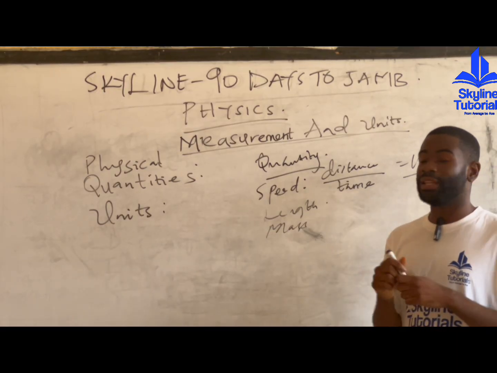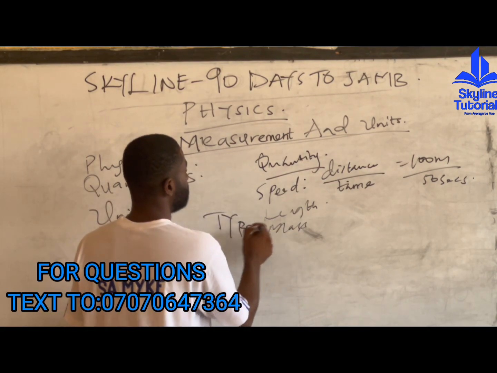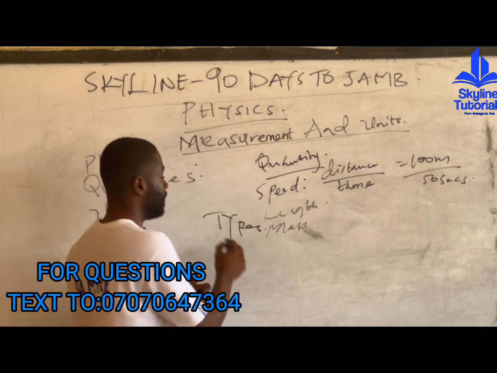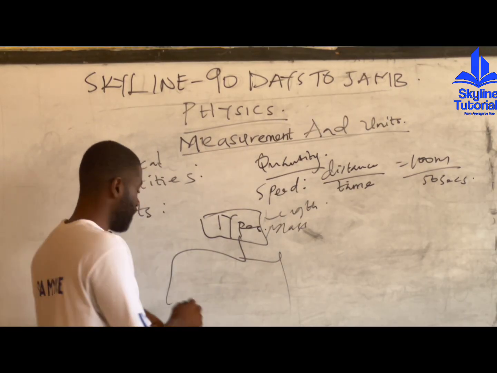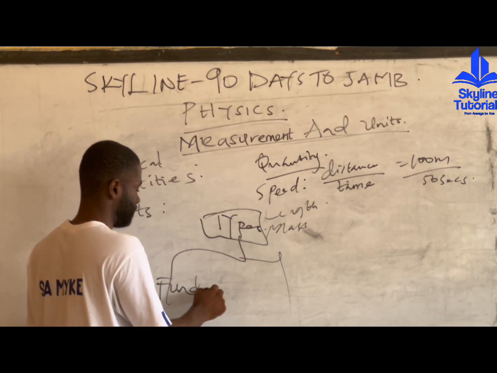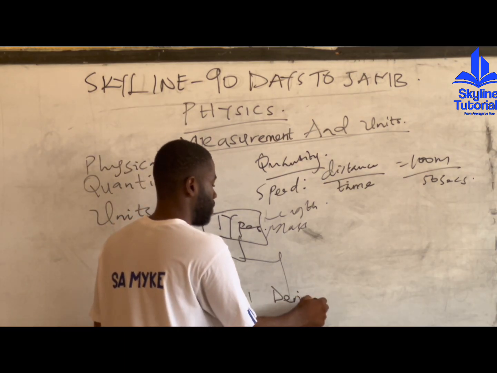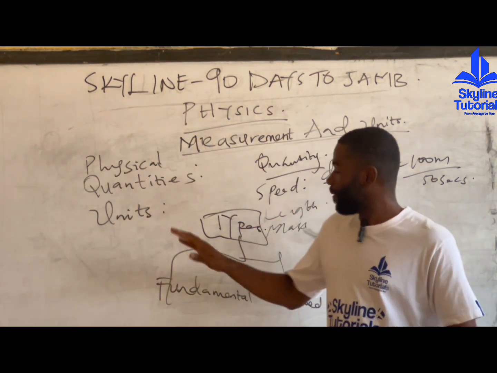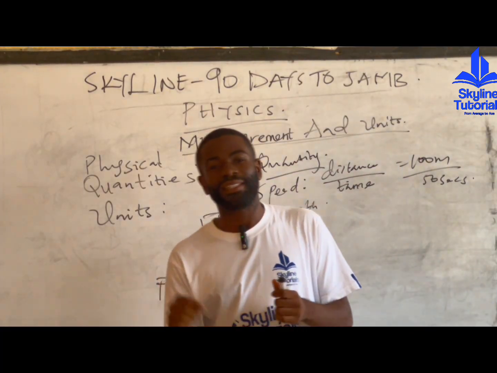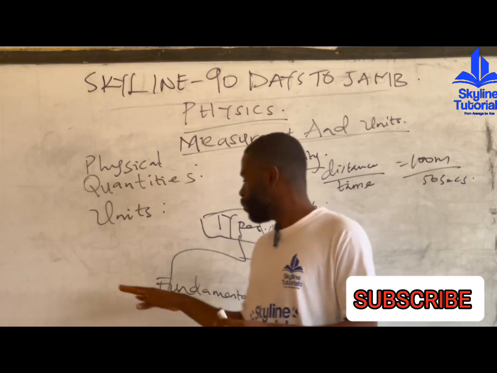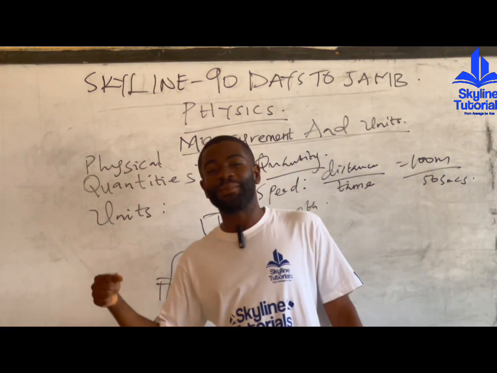The next we should be looking at is the types of quantities. So let's look at the types. Broadly, there are two major types of quantities. We have the fundamental quantities, and then we have the derived quantities. Okay, fundamental. What does it mean for something to be fundamental? It means basic. So fundamental quantities are basic quantities that are independent.